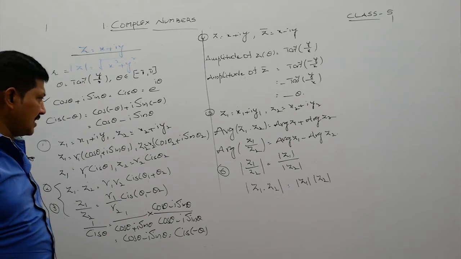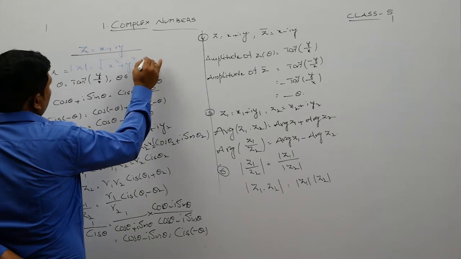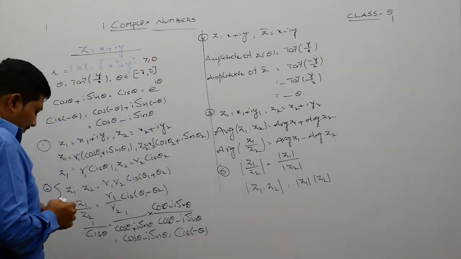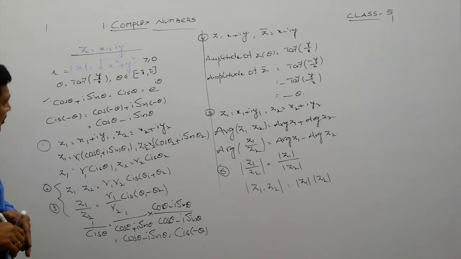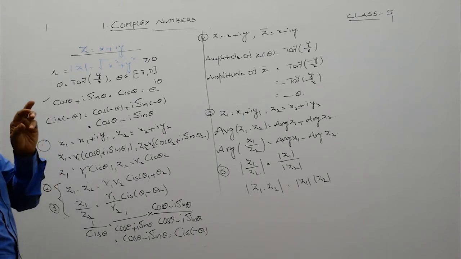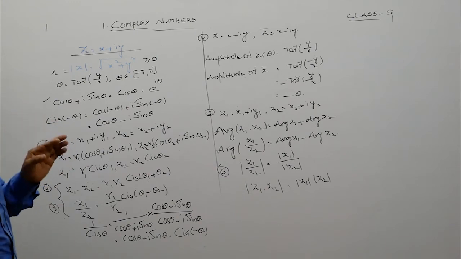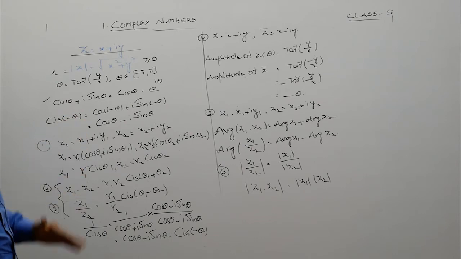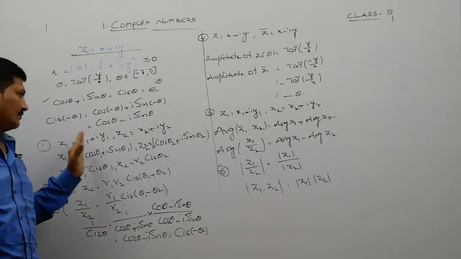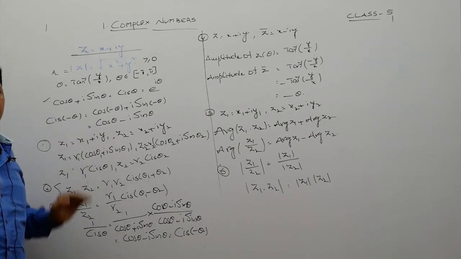And here most importantly you must remember always mod z is greater than or equal to 0, and it will be 0 if both x and y are 0. Otherwise mod is nothing but, you can understand, distance, and distance can never be negative. It may be 0 if it is the origin, otherwise it is always positive. So these are the points to be remembered in this class.